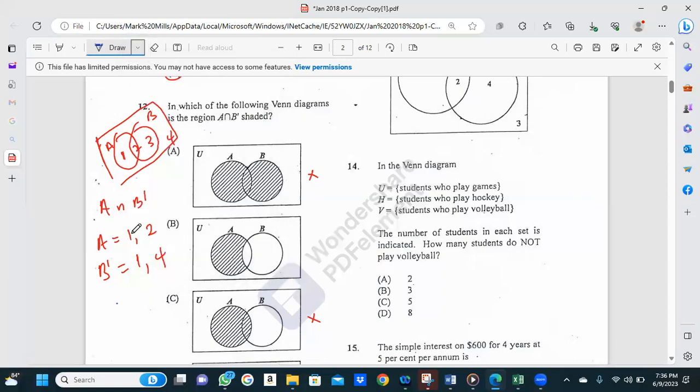We see 1 in A and 1 in B. Am I right, sir? These 2 here are common for the 2 of them. So that means I'm going to shade the part with the 1, right?